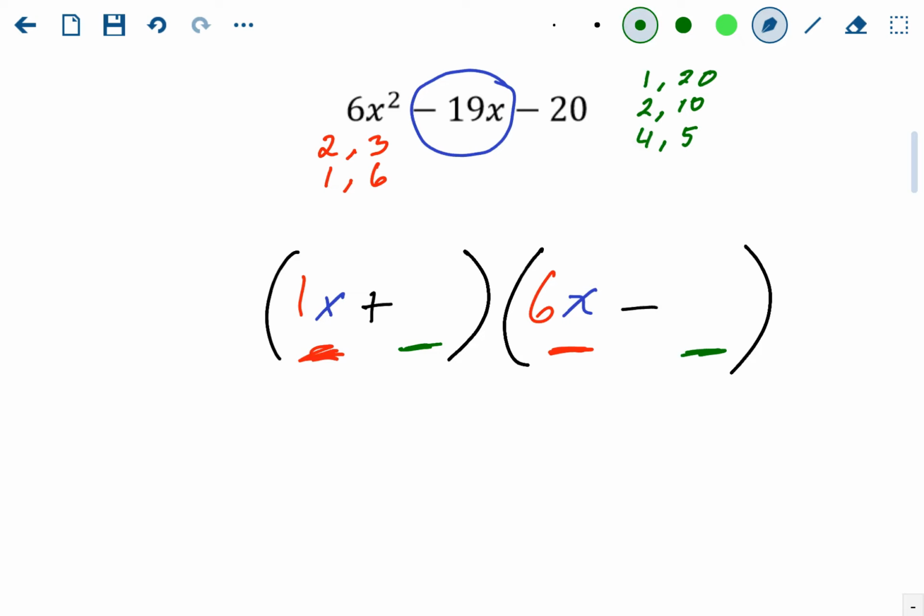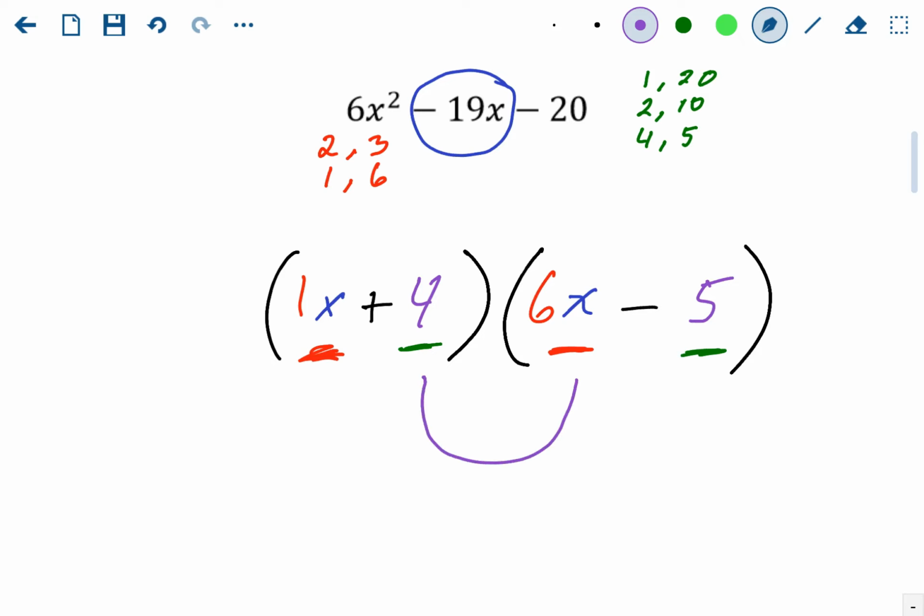Again, I like to start with whichever factors are closest together, so I'm going to pick 4 and 5 again. And this happens sometimes. Sometimes you get lucky and you get it right on the first try. Sometimes it might be the last try. It's kind of the downside of guess and check.